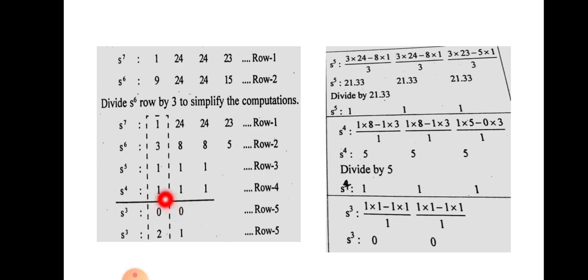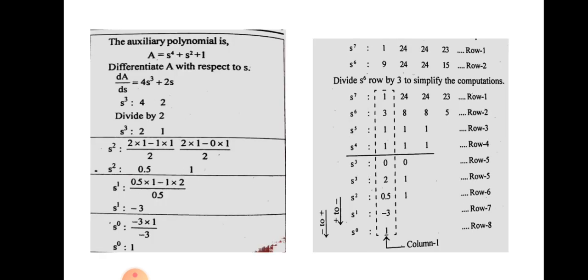So this auxiliary polynomial is the even powers of s. Here there are 3 entries, so you can write the even powers starting from s raised to 4, that is s raised to 4 plus s square plus 1 equal to 0. That is the auxiliary polynomial. You can see the coefficients are 1, 1 and 1.